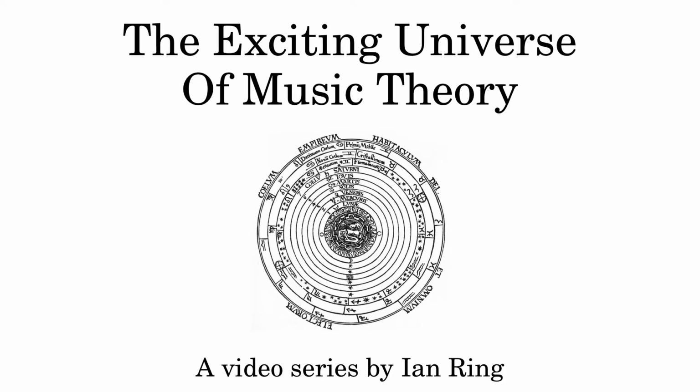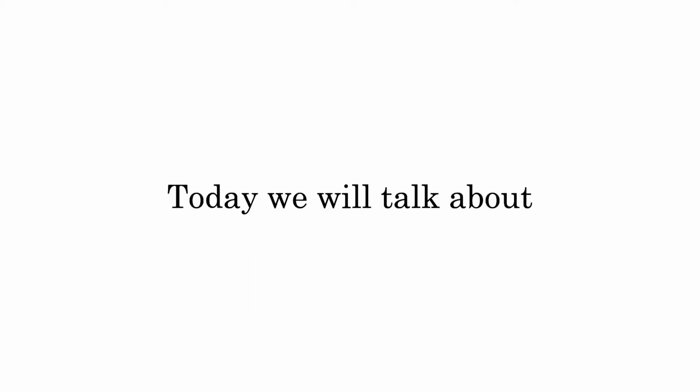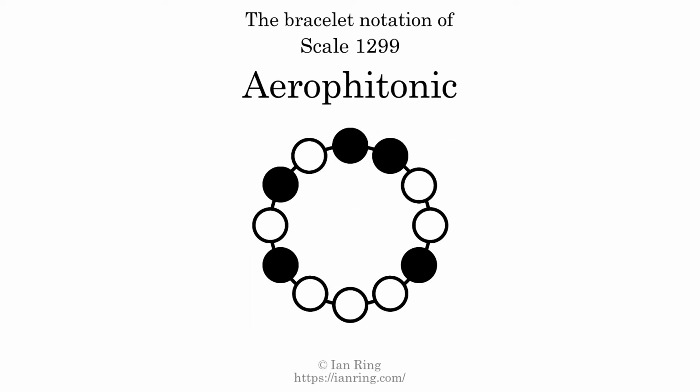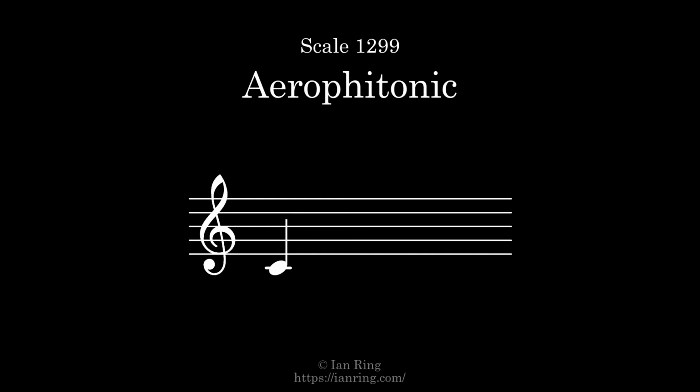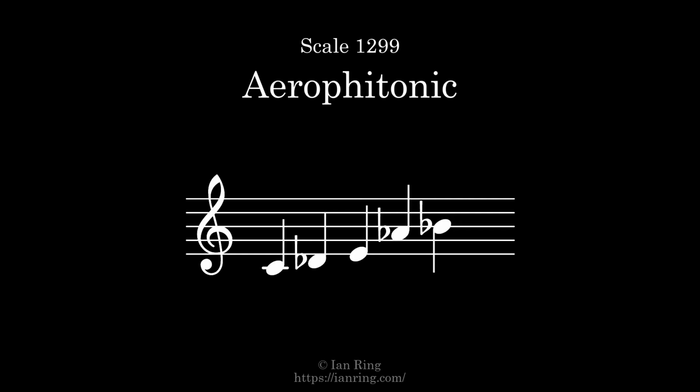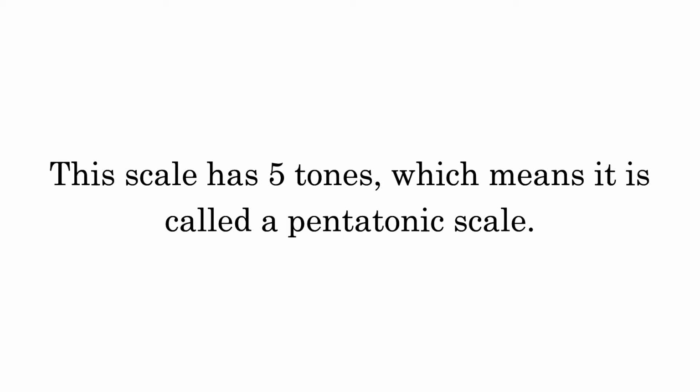Then let's begin. Today we will talk about Scale 1299, Aerophitonic, which sounds like this. This scale has 5 tones, which means it is called a pentatonic scale.